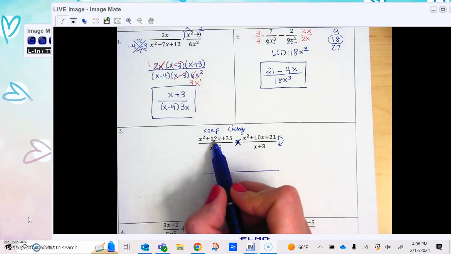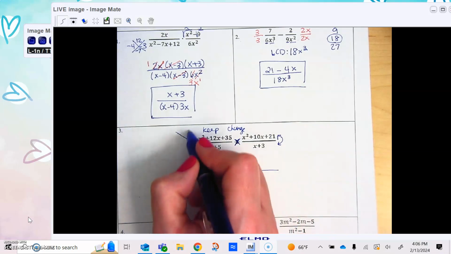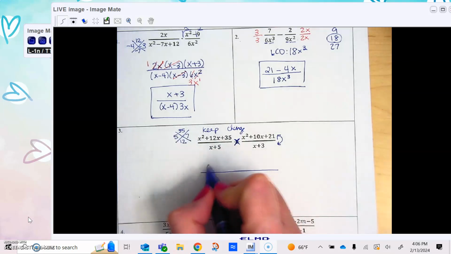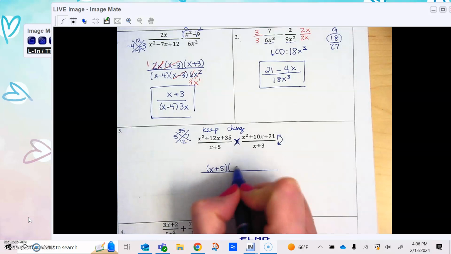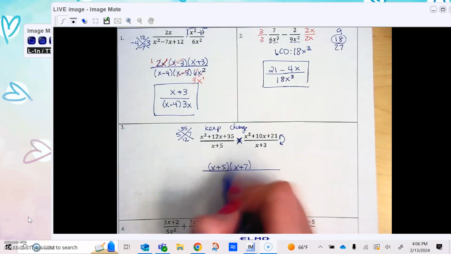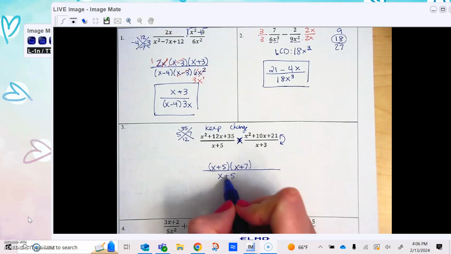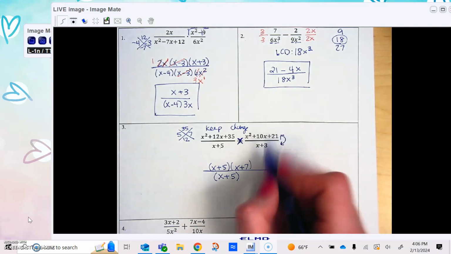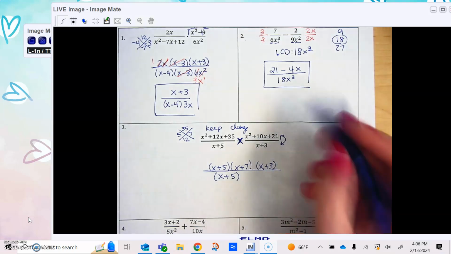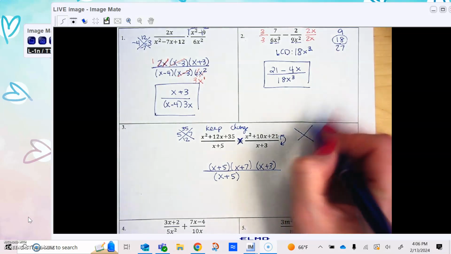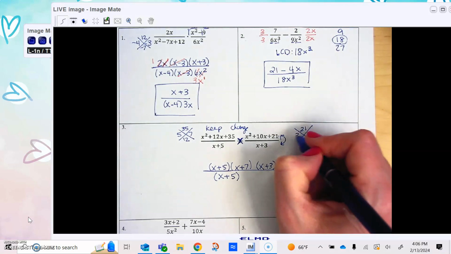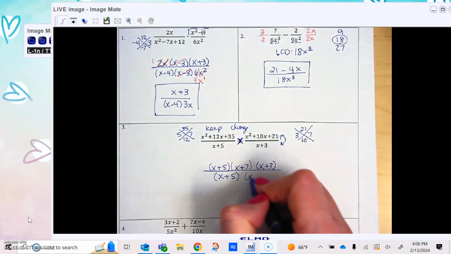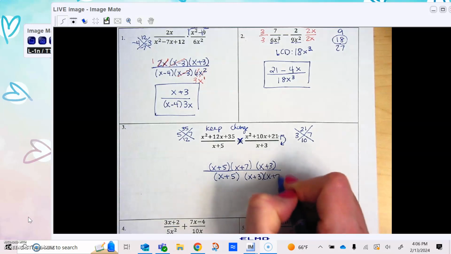So starting with this numerator right here, what multiplies to the last term and adds to the middle, that is 5 and 7. So x plus 5 times x plus 7. Then it has x plus 5 in the denominator. Remember, the addition groups those together. Then over here, the bottom is now going to be on the top, so that's x plus 3. And then factoring this numerator, what multiplies to the last term and adds to the middle, and that is 3 and 7. And that's going to flip down to the denominator, so x plus 3 times x plus 7.